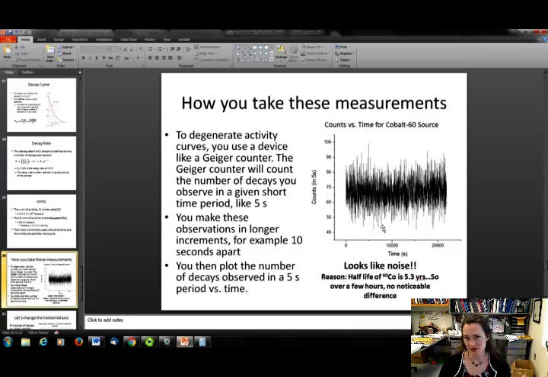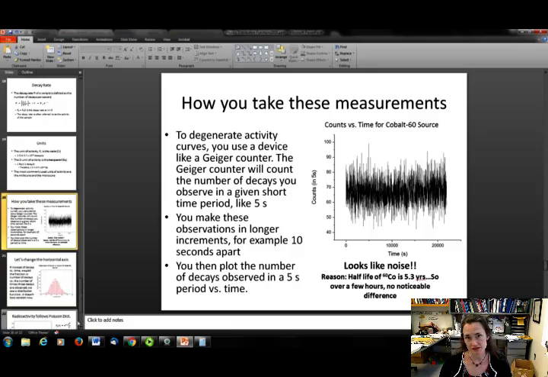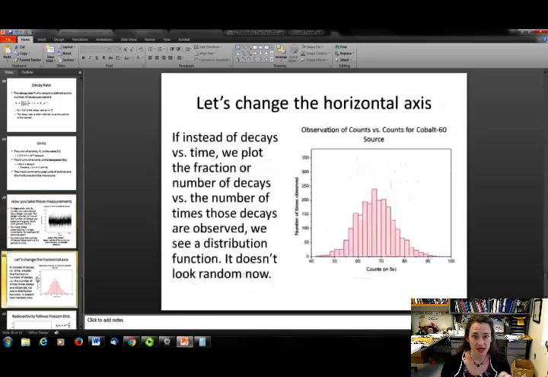So you might be thinking to yourself, why the heck is she showing me this data? It doesn't look like anything. Well, I'll tell you why. Because that's only one of the distribution functions. That exponentially decaying distribution function is only one of the distribution functions that radioactivity obeys. If instead of the number of decays versus time, you plot the fraction or number of decays versus the number of times those decays are observed, then you see a distribution function.